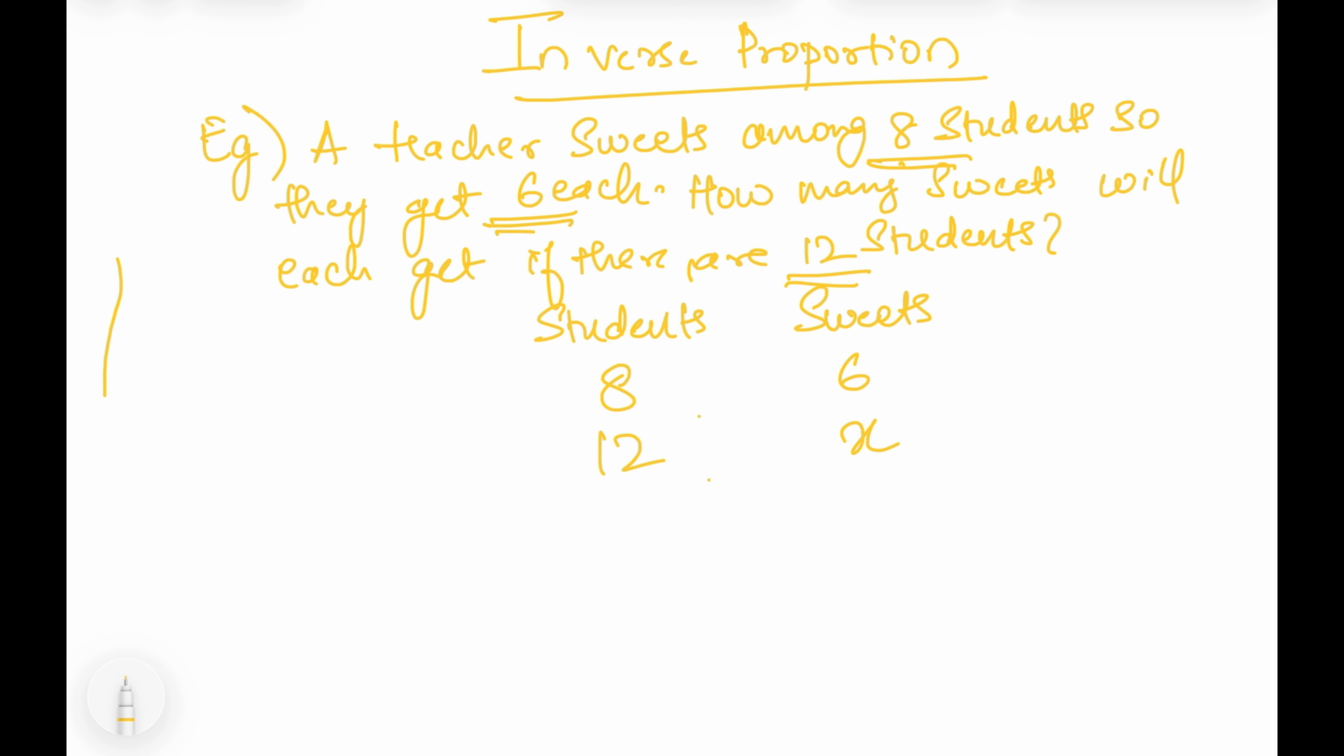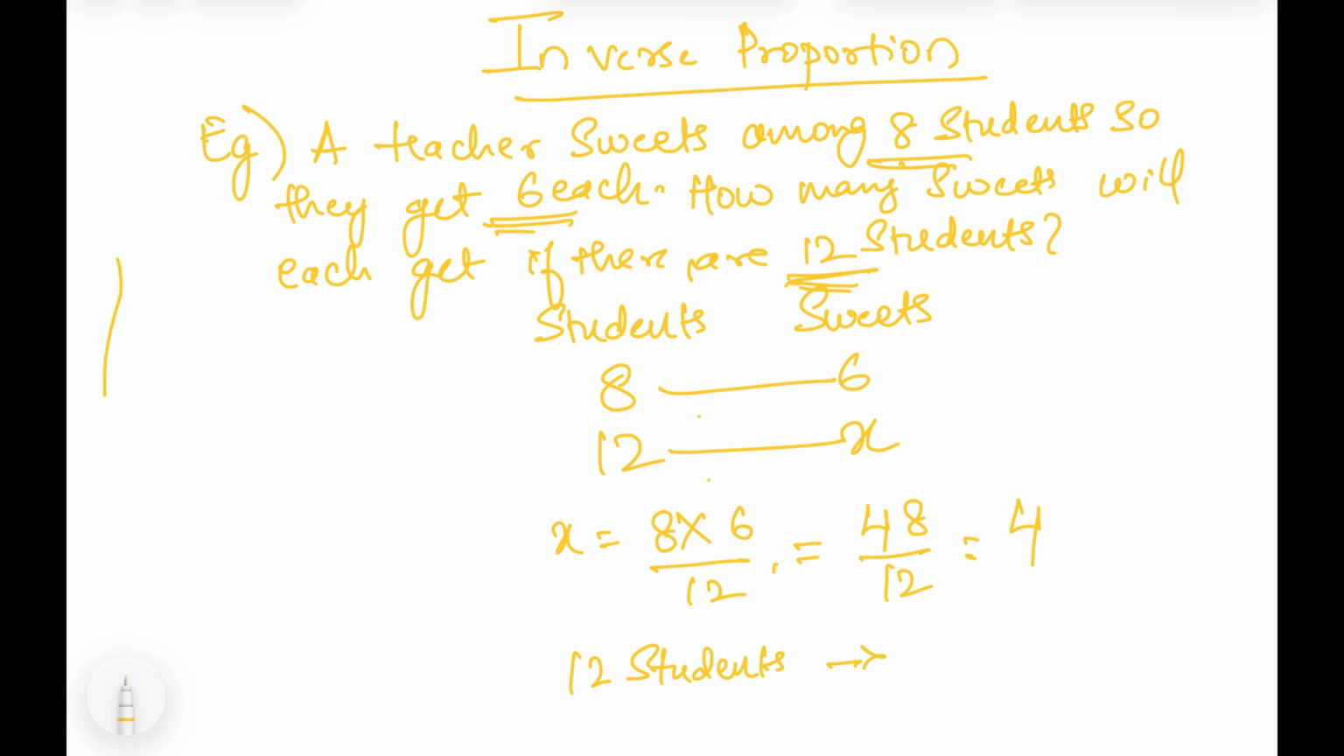Now here is the change. What we used to do in direct proportion, we did cross multiplication, right? Here we will not do cross multiplication. We will just multiply them like this, straight in front of them. So x will be 8 into 6 upon 12. So that is 48 upon 12. So that will be 4. So now when there are 12 students, everyone will get 4 sweets each.